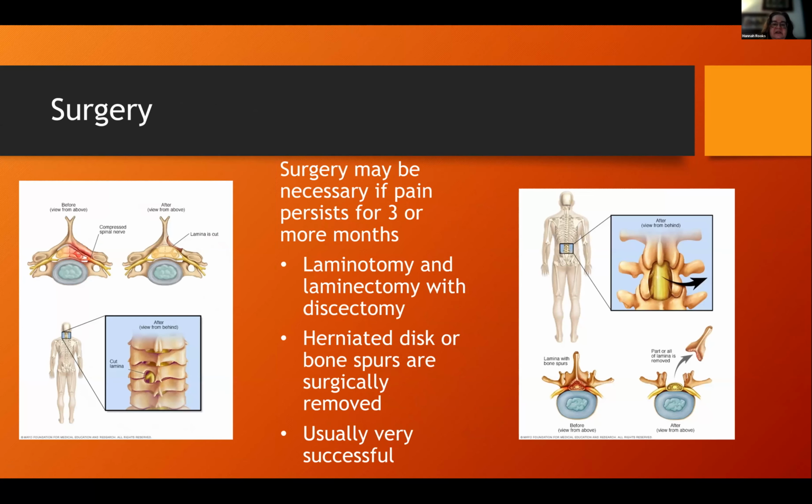In some cases, surgery may be necessary if pain persists for 3 or more months. So there are 2 different surgeries. One is the laminotomy and the laminectomy with the discectomy. And basically the herniated disc or bone spurs are surgically removed. It is usually successful at relieving pain, especially if most of the pain is in the leg.